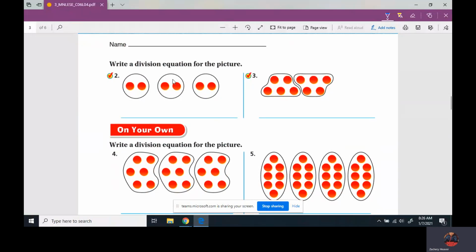Write the division problem to make it true. So to write always a division problem, you got to count the number of counters. So we have 6 counters.